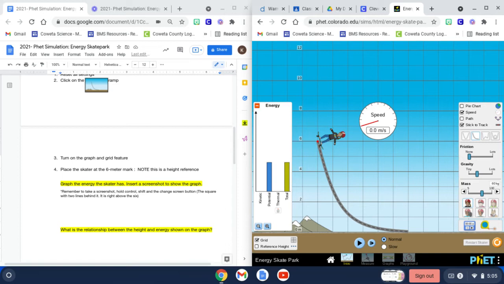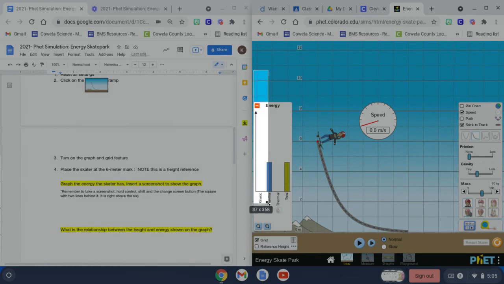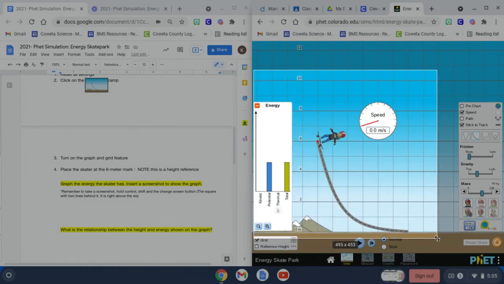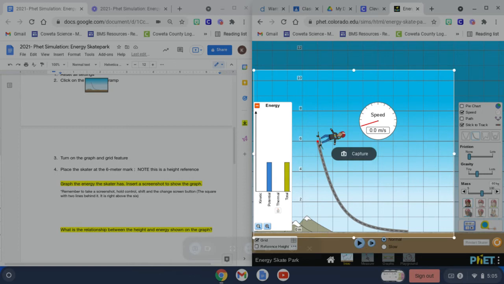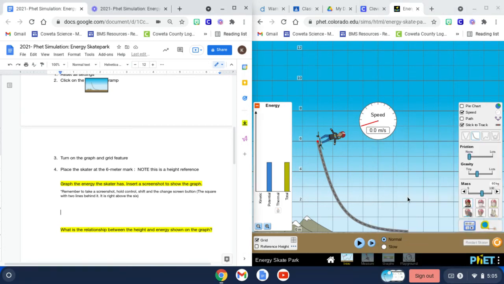That's your Change Screens button. That's going to allow you to take a screenshot. And when you take a screenshot, I want you to screenshot this section right here. So that's what I'm expecting to see in your screenshot. You would then capture that and place it into your document by pasting it in there.